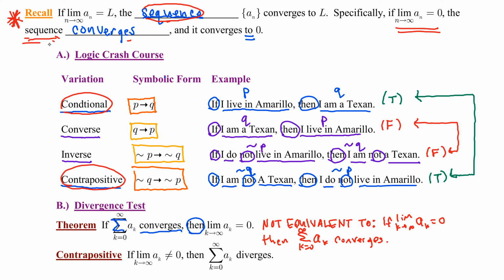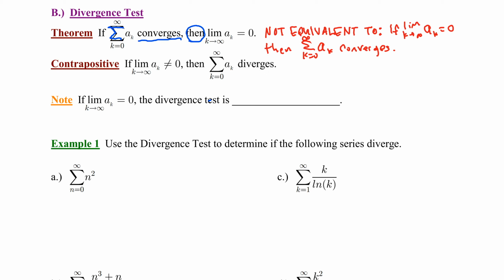But the rules for sequences are not the same as the rules for series. So if the limit of the term of our series is equal to 0, then the series may or may not converge. So in practice, the contrapositive will save the day. Now remember, in the contrapositive, we're going to switch the order of our statements and negate both of them. So this statement is Q, this statement is P. I'm going to switch their order and negate them both to form the contrapositive.